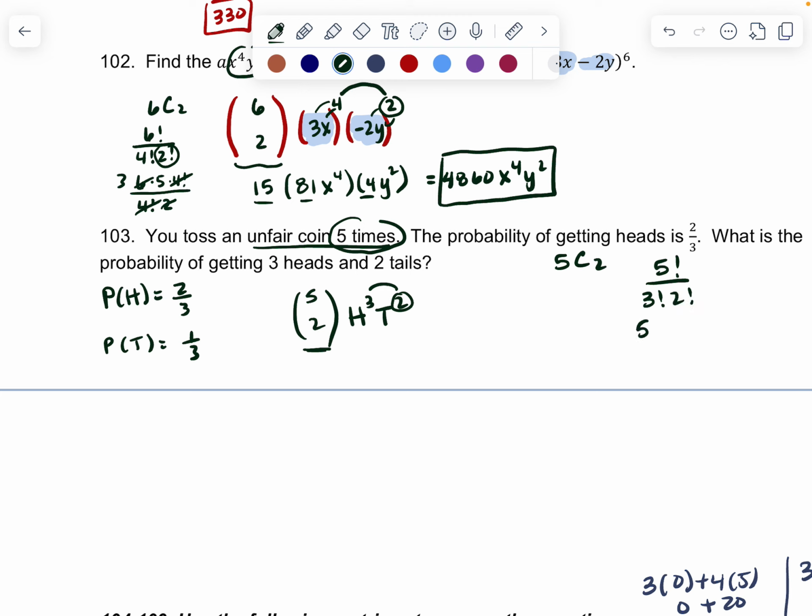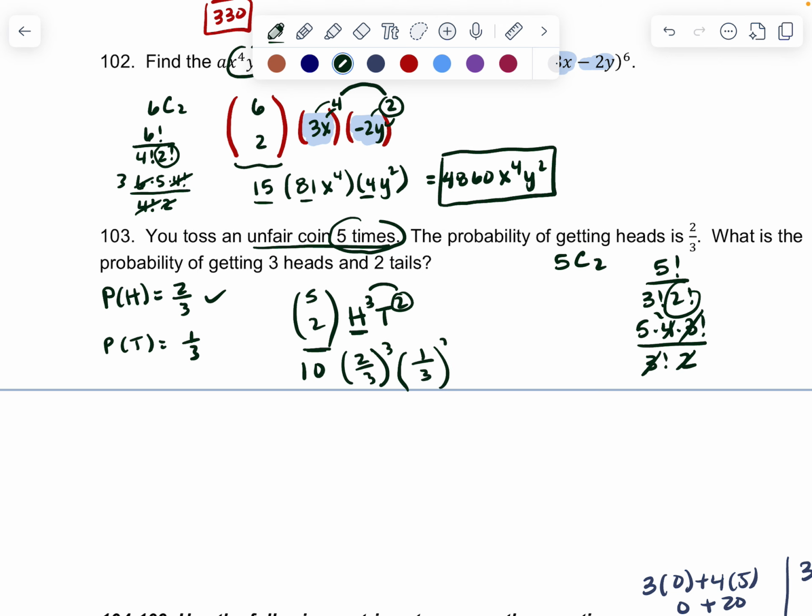And that's going to be 5 factorial over 5 minus 2, which is 3 factorial, 2 factorial. So breaking that down, that's 5 times 4 times 3 factorial over 3 factorial times 2 factorial, which is 2. These cancel. 2 goes into 4 twice. 5 times 2 is 10. So this is 10. And now just fill in your probabilities. The probability of getting heads is 2 out of 3. We knew that from here. And to the 3rd power, and the probability of getting tails is 1 out of 3.